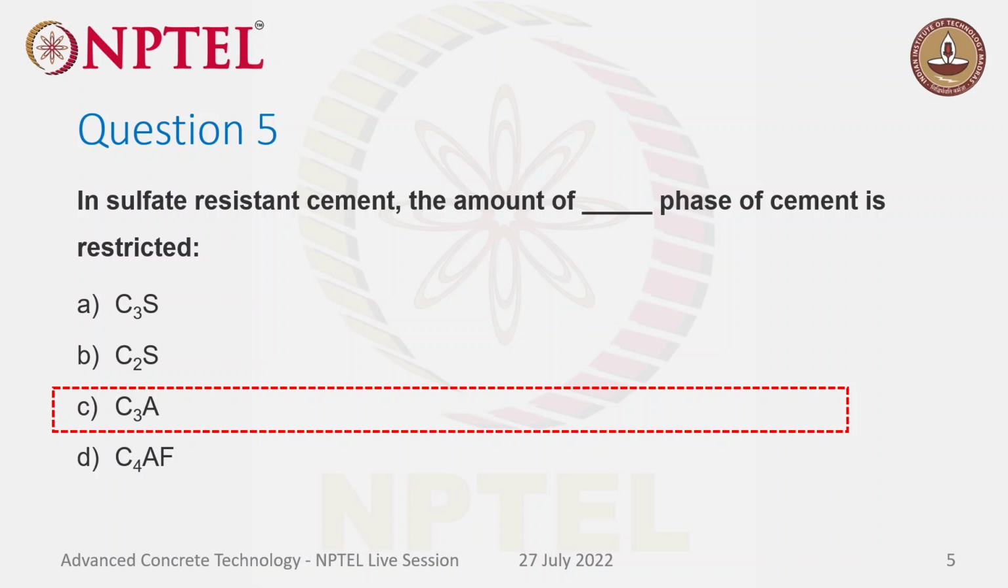So we'll limit the percentage of C3A phase in the cement. So the answer is option C.